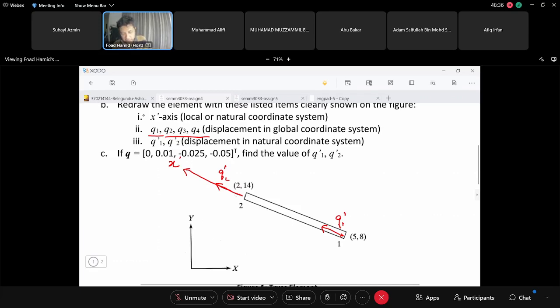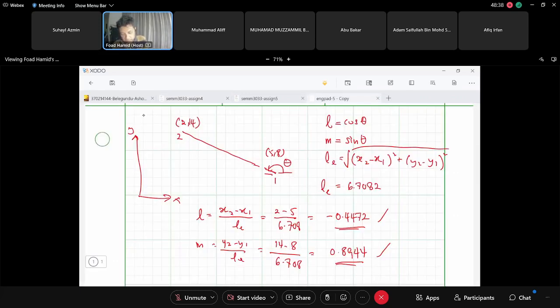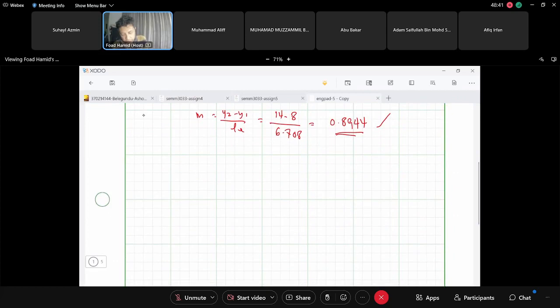So let me redraw this here. For example, this is before loading, and this is after loading. We know that node 1 here originally, node 2 here originally, and after the loading, node 1 moves here, node 2 moves here. So let me change color here.